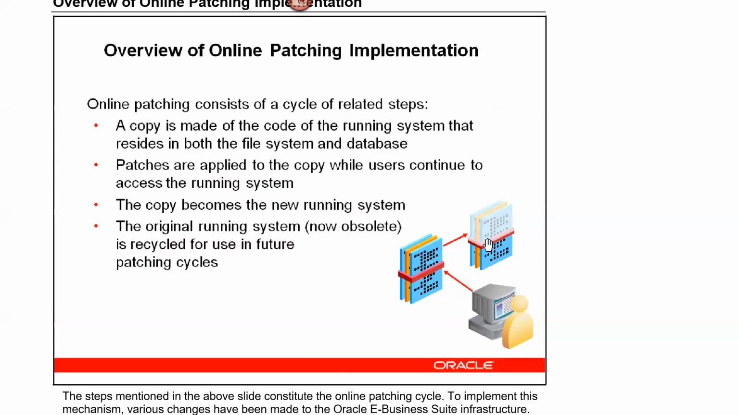Patches are applied to the copy while users continue to use the running system. Users will be using this, and patching will be applied to this part. The copy becomes the new running system. So once the patching is applied, you do a cutover. Then your run file system becomes the patch file system, and the patch file system becomes the run file system. That's what it means: the copy becomes the new running system. The original running system, now obsolete, is recycled for future reuse. So whatever was the original one will be used for the future patching cycle.